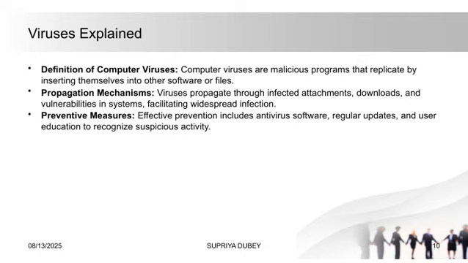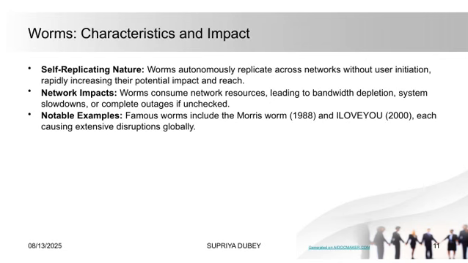By understanding how viruses operate and how they spread, we can better defend ourselves and our digital environments. Let's talk about worms and their characteristics, as well as their impact. Worms are self-replicating, meaning they can spread across networks on their own, without any user prompting. This ability allows them to multiply rapidly, greatly increasing their potential impact and reach.